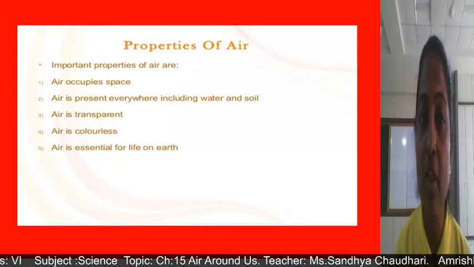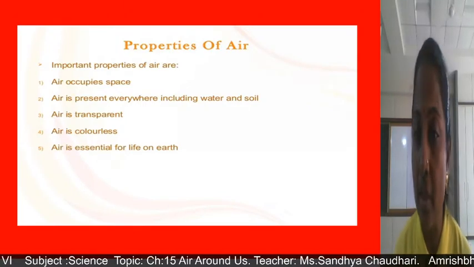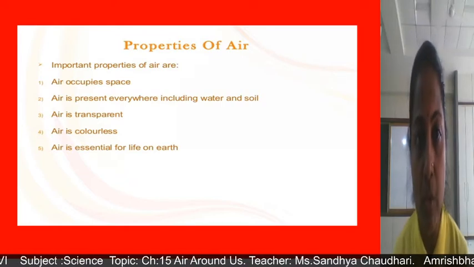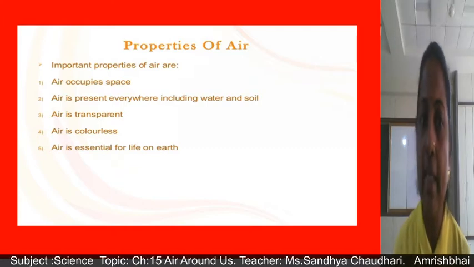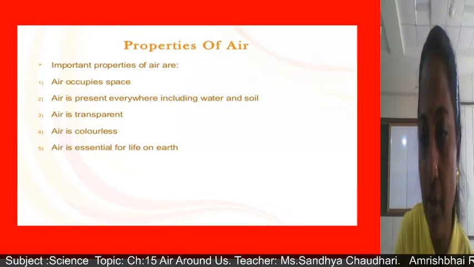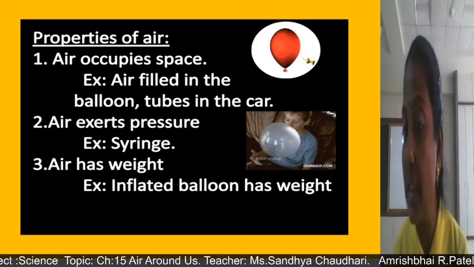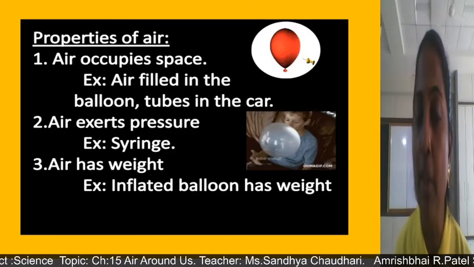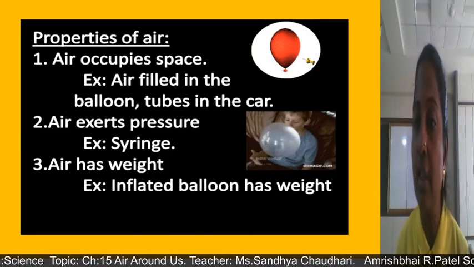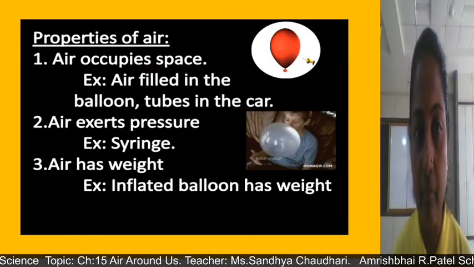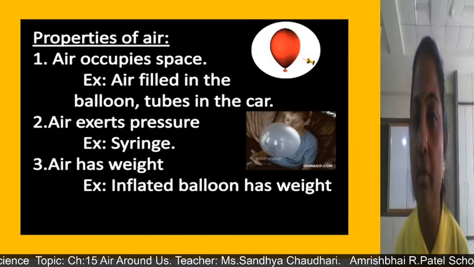Now we will see properties of air. Air occupies space. Air is present everywhere, including water and soil also. We have seen the activities also. Air is transparent, air is colorless, air is essential for life on earth. Now these properties we have seen, children. Air occupies space. Air is filled in the balloons and tubes in the car, and because of that, children, our daily life is so easy. Because air is filling inside the rubber tubes also, and then we can run vehicles.